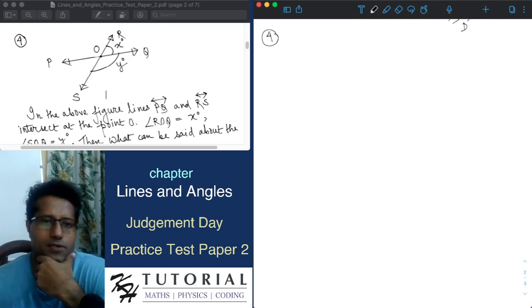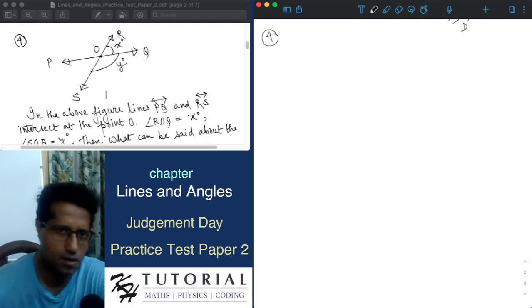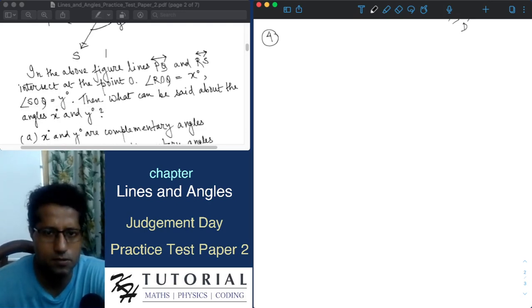Now, obviously, PQ and RS are straight lines intersecting at the point O. So definitely, angles X and Y are angles on the same side of the straight line RS. So they are obviously a linear pair of angles, and also they are adjacent angles. Now let's see what are the options.